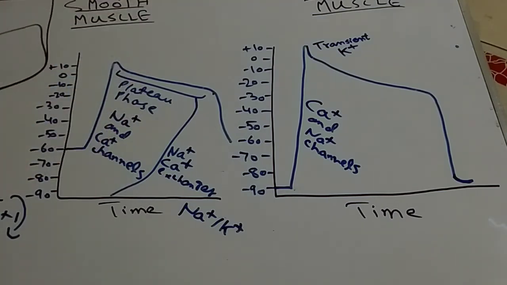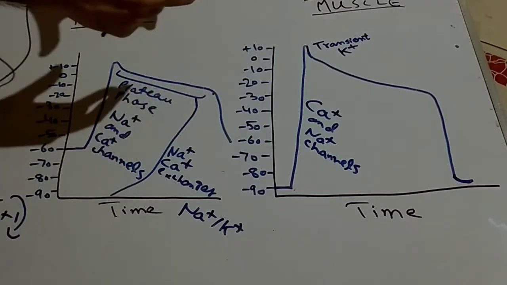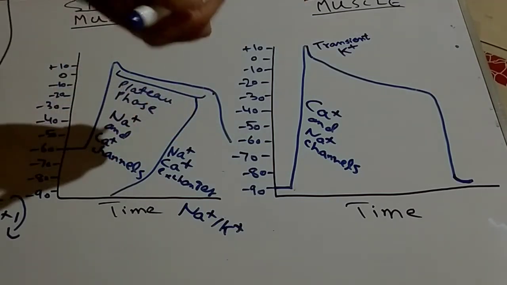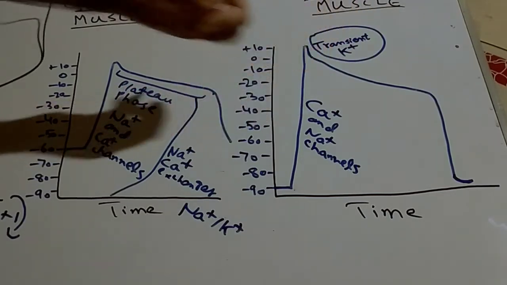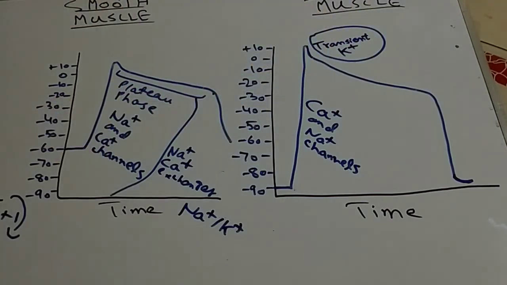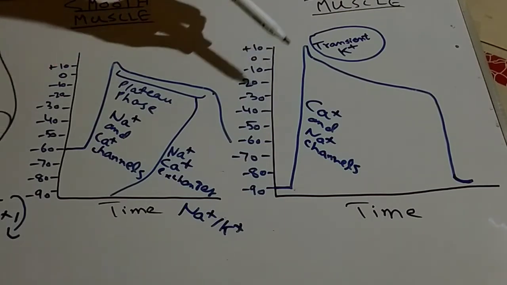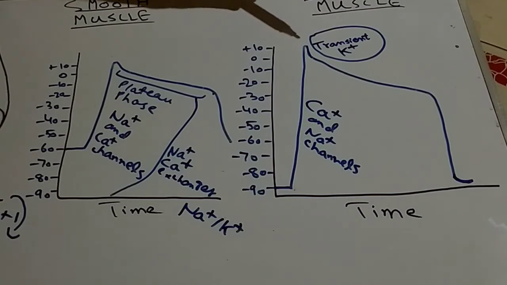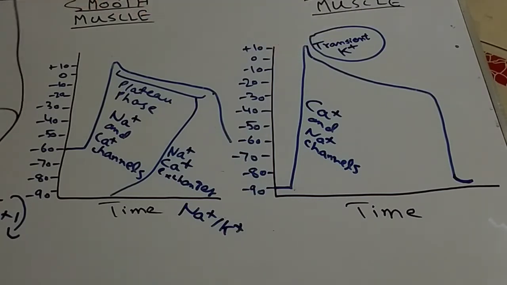Now why has this small repolarization phase come here? Because of the transient potassium channels. These transient potassium channels cause some potassium ions to move out from the cell into the ECF. So due to these transient potassium channels, a small repolarization phase has emerged here.